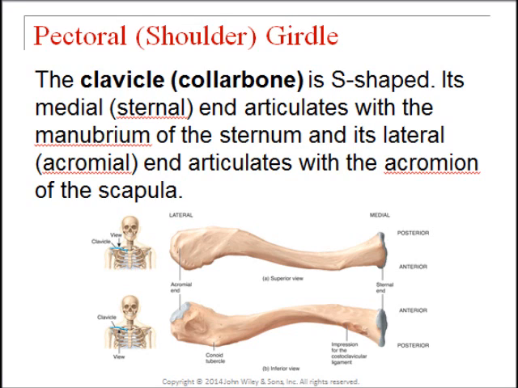Our clavicle, or collarbone, is one of the two bones in the pectoral girdle, and this is an S-shaped curved bone. It has a medial and a lateral end. The medial end will articulate with the sternum or breastbone, and the lateral end articulates with the acromion of the scapula. So in these photos below, the top view will be an S to I view of the clavicle. So we're looking down onto it in the first picture on the top.